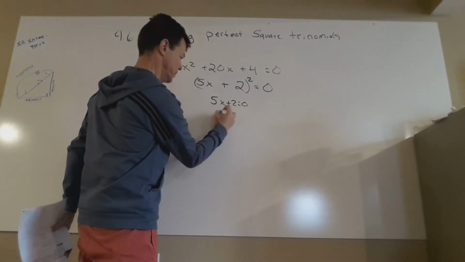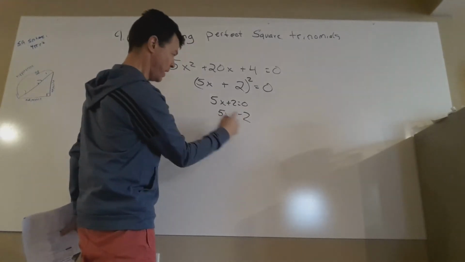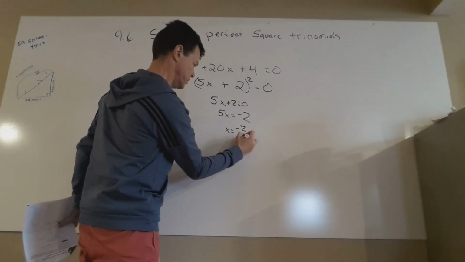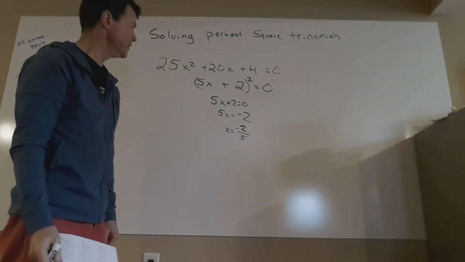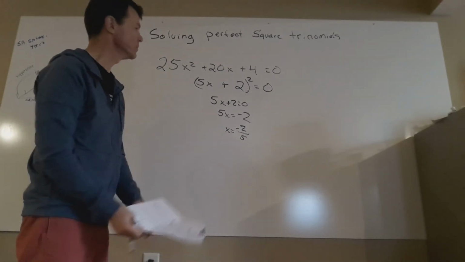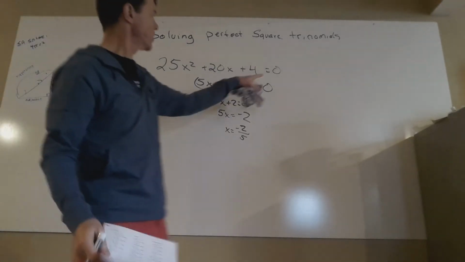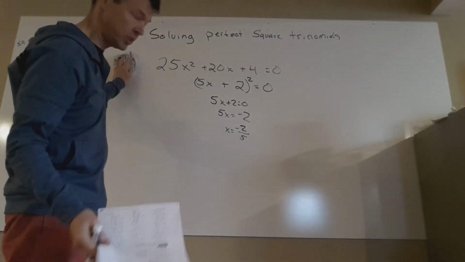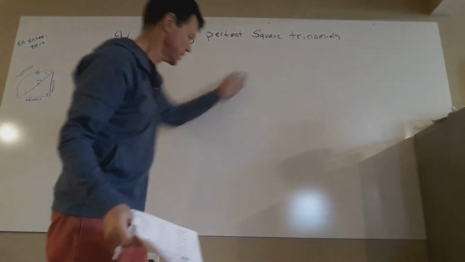Subtract 2. 5x equals negative 2. Divide by 5. x equals negative 2/5. All right, there we have it. I'm going to do one where we're going to have it equaling a number besides 0, and I want you to see what happens when that situation comes about.